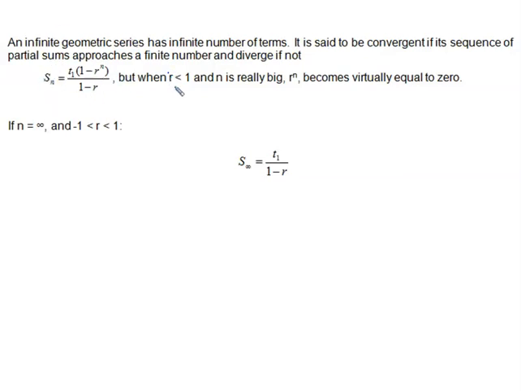So here's the formula that we're working with. R has to be less than 1. We've talked about this already. If not, we're dividing by 0. And n is really big, so it virtually becomes equal to 0. So the idea here is if I take 1 minus r to the power of n, this value is going to become so big that it's going to virtually be equal to 0. So if n is equal to infinity and r is bigger than -1, but smaller than positive 1, so it's not equal to 1, then we can just use the formula here. So we can actually drop that 1 minus r to the power of n.